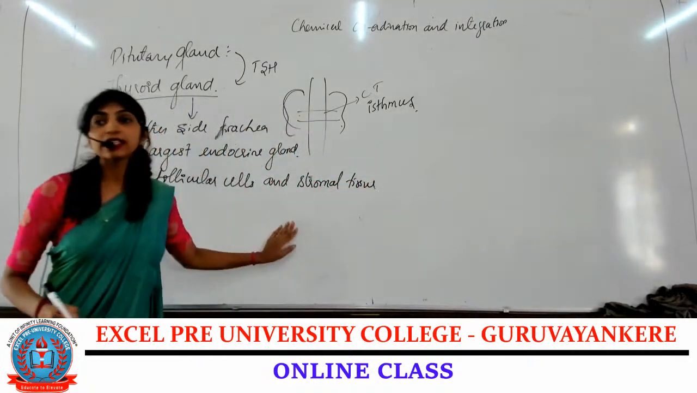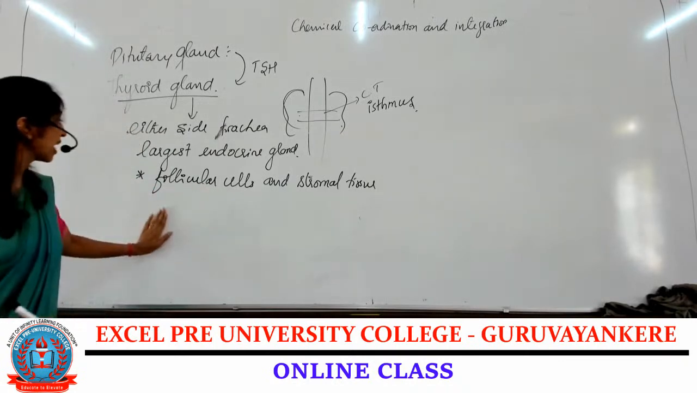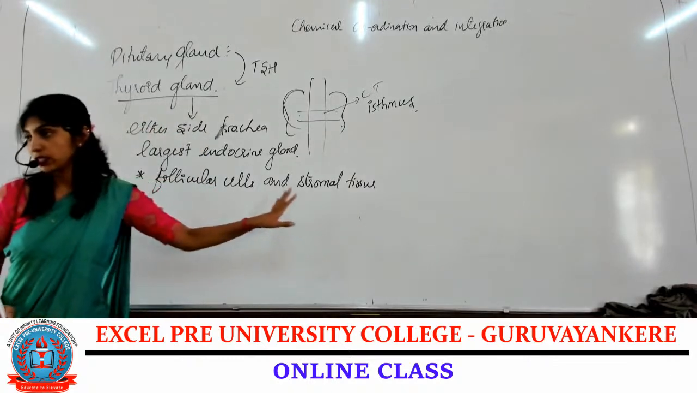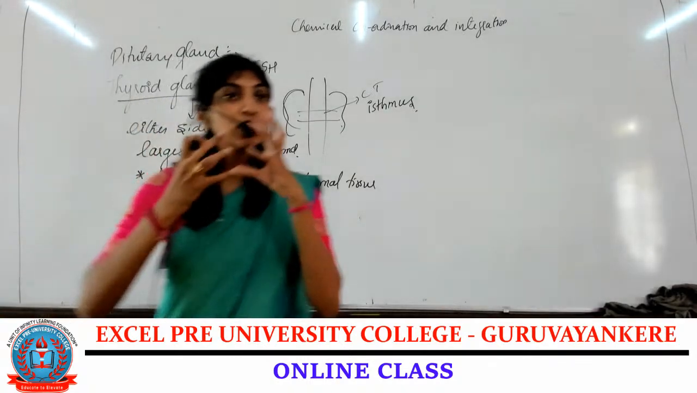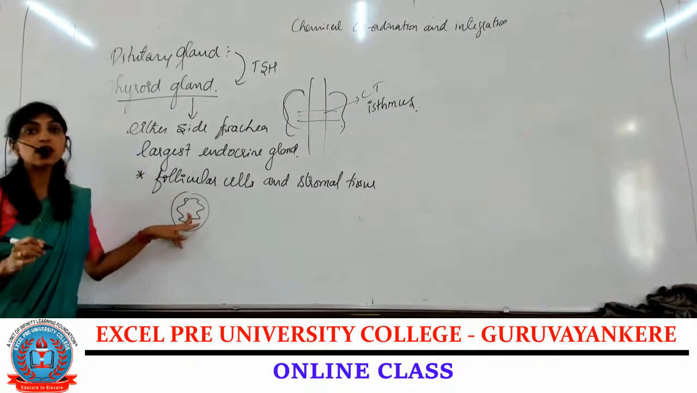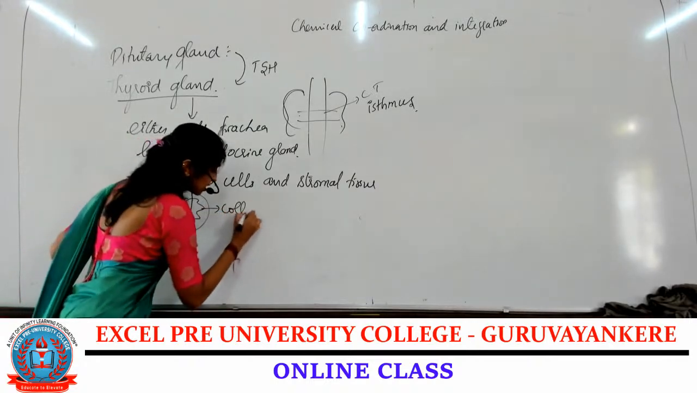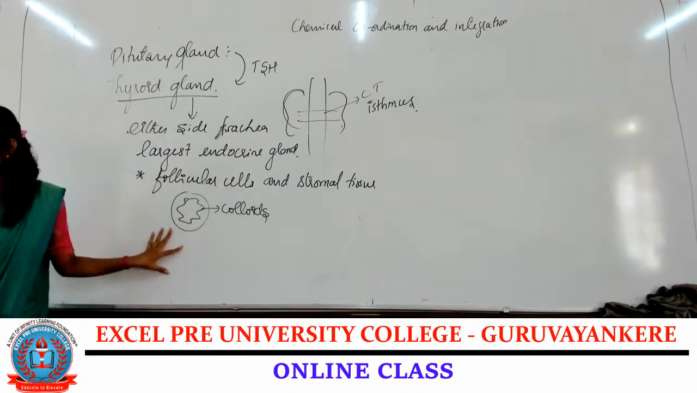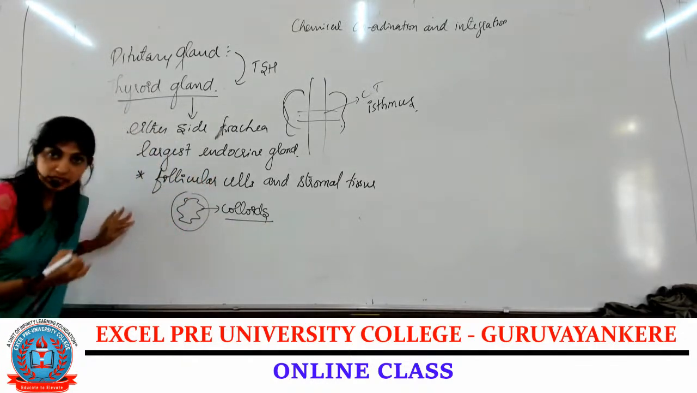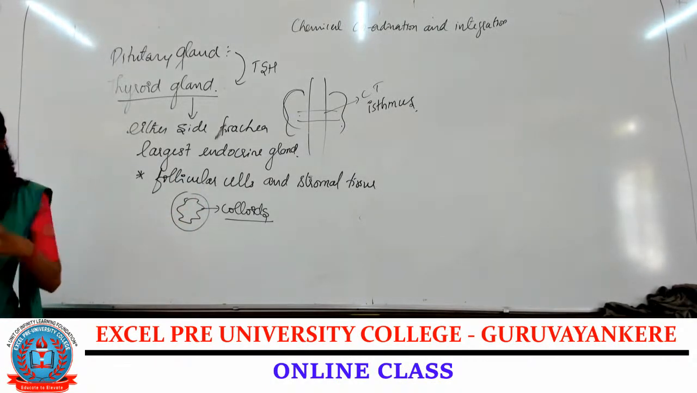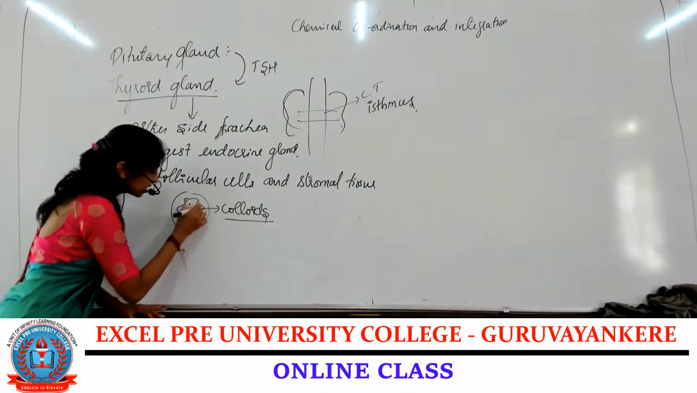Follicular cell and the stromal tissue. Okay, thyroid gland, it is made up of follicular cells and the stromal tissue. Inside the follicular cells, there is a semi-liquid like composition, a jelly-like substance, which is called colloids. The follicular cells are the ones which secrete hormone, and that hormone which is secreted will be stored in this colloids.